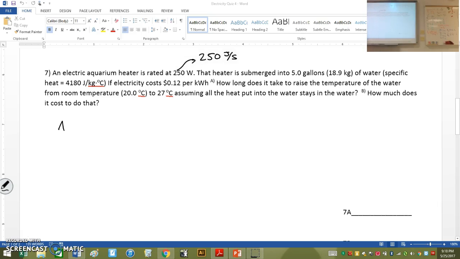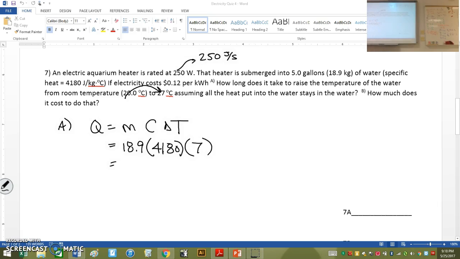So part A, I'm going to go Q equals MC delta T. How long does it take? So I know that it's 18.9 kilograms. The specific heat of water is 4180. And the change in temperature, you're going from 20 to 27, which turns out to be 7 degrees Celsius. So you can figure out how much energy it takes. It takes 553,000 joules to do so. Now, my heater is pumping this many joules into it per second.